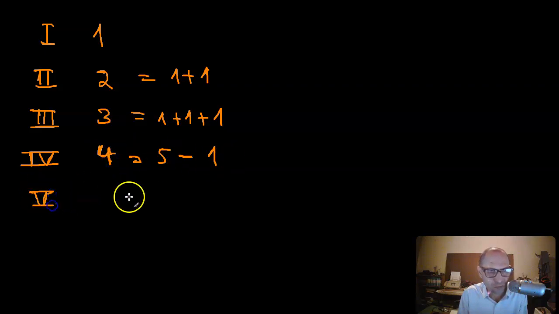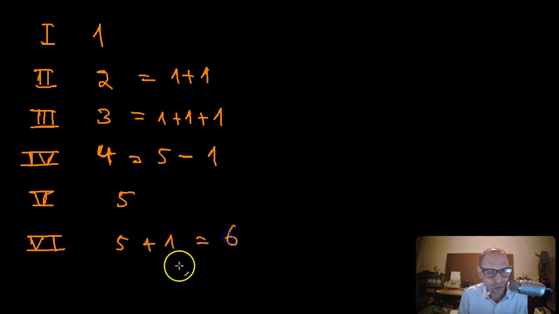A 5 would be just a 5, right? A 6 would be the 5 plus a 1, the 1 on the right hand side. So that's 5 plus a 1, which is equal to 6.